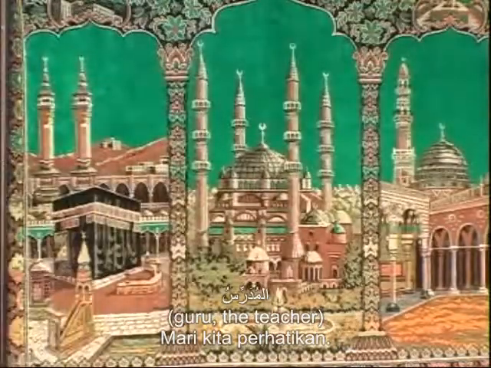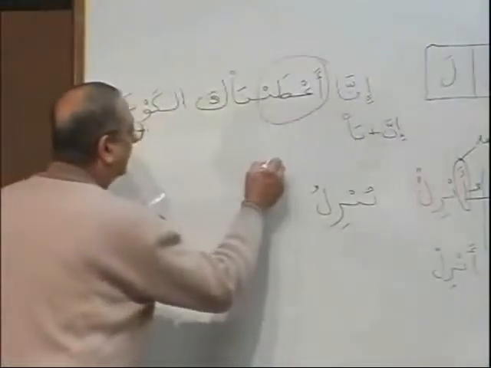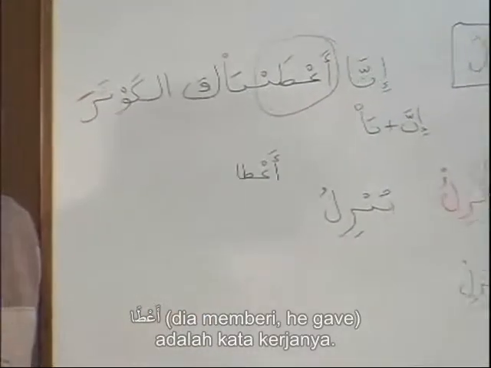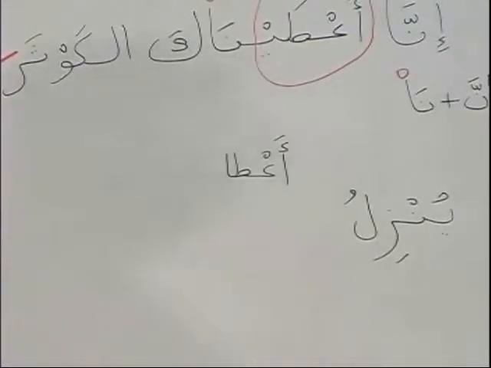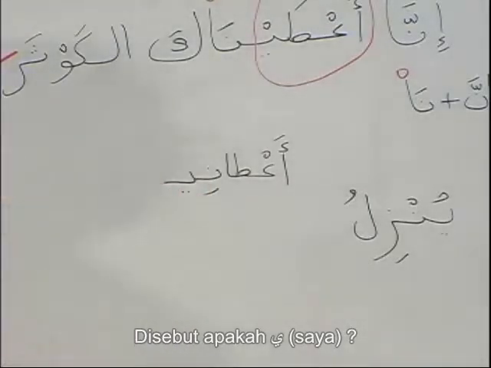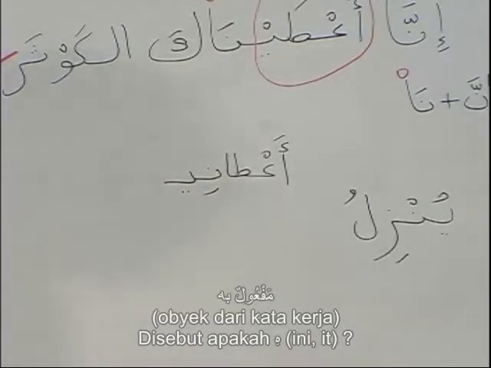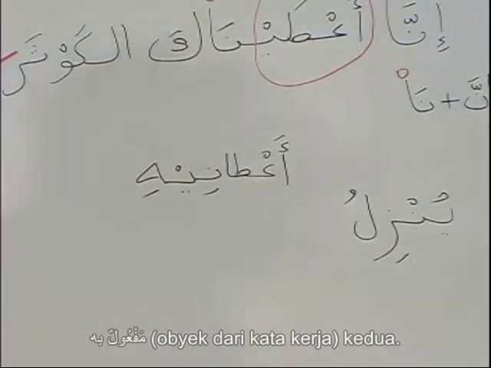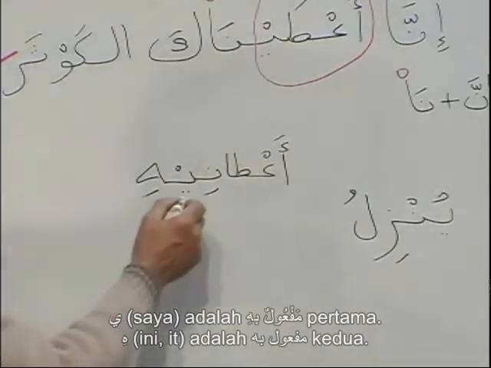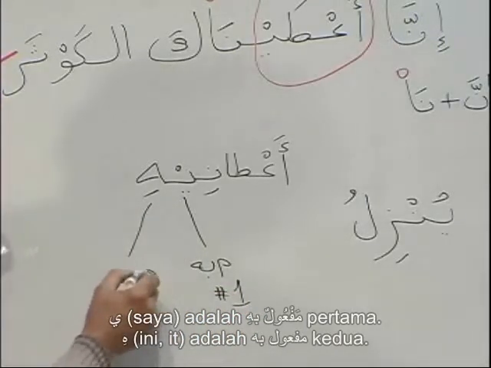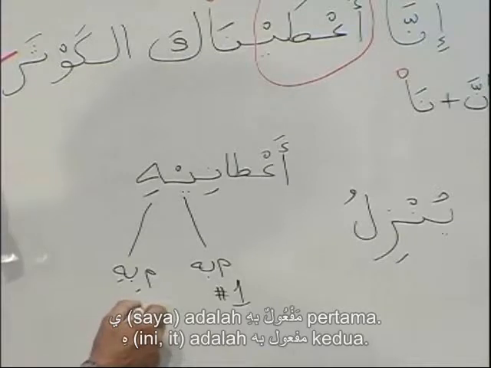Now let us look at it. This is your verb. Sahi? This is your verb. And then, what is this? Nun vikaya, noon of protection. And then, what is this? So what is this? Mafulun bihi. And what is this? Mafulun bihi number 2. Got the idea? This is your mafulun bihi number 1. This is your mafulun bihi number 2.